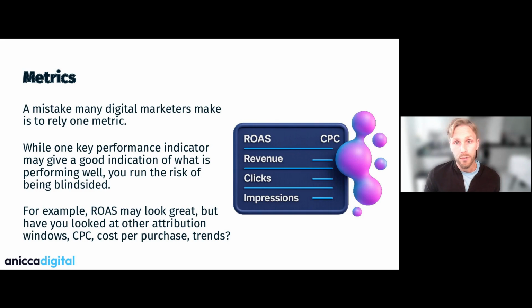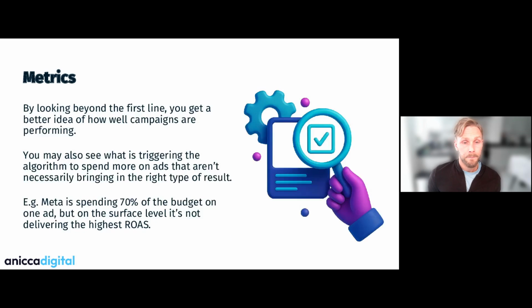So, for example, if you do look at ROAS and it looks really good, have you looked at other attribution windows? Attribution window is essentially when a platform takes credit for something, and you can set that window. On Meta, the default attribution window is if someone has clicked the ads within the last 7 days or viewed it within 1 day. But have you looked at the other windows? Have you looked at the cost per click, the cost per purchase, and just trends over time? By looking beyond the top line, you get a better idea of which campaigns are performing.